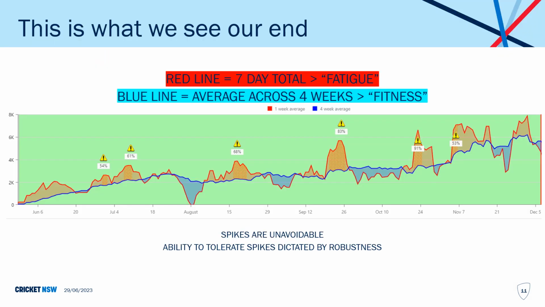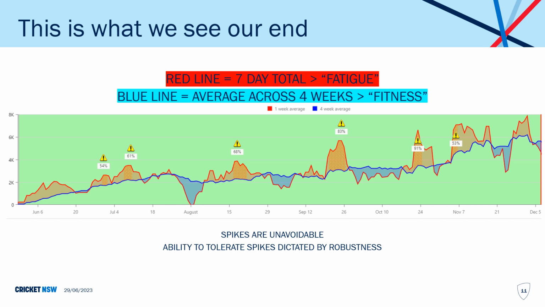So this is what we see on our end in AMS. When you've put in your activity across a period of time really consistently, this is the kind of graph that develops on our end. On the bottom axis, you've got all the dates, running from June all the way through to December. And on the axis on the left-hand side, you've got the amount of workload that's been accumulated across a 7-day period and also across a 4-week period average.